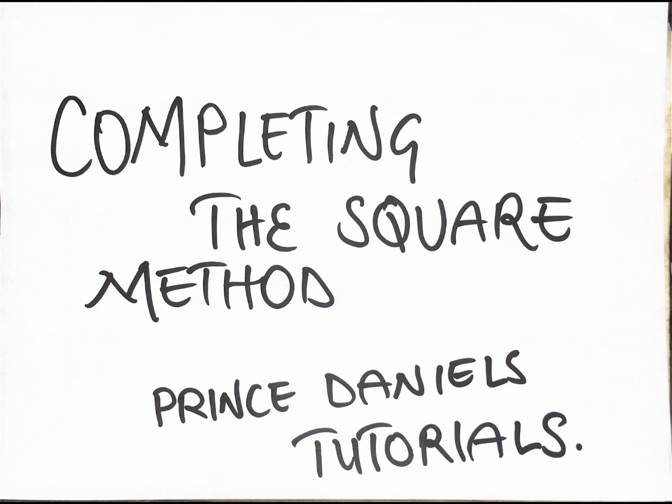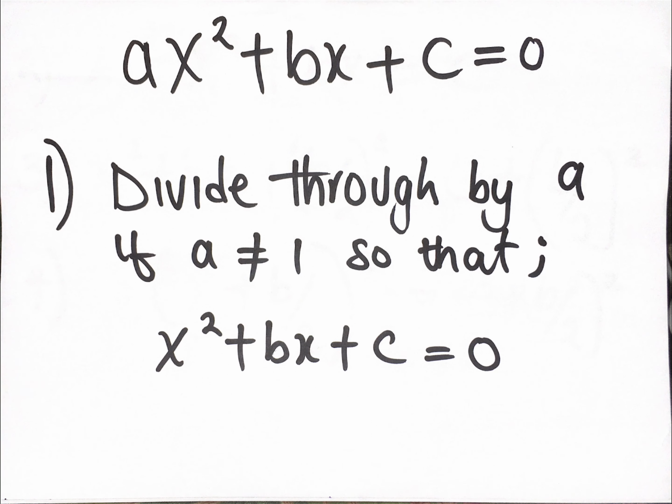Hello, in this video I'm explaining how to answer questions using the complete square method. So the first step, when you're solving a quadratic using the complete square method, you have to divide through by a if a is not equal to 1, so that the coefficient of x squared is 1. It's easier to solve a question when your coefficient of x squared is 1.